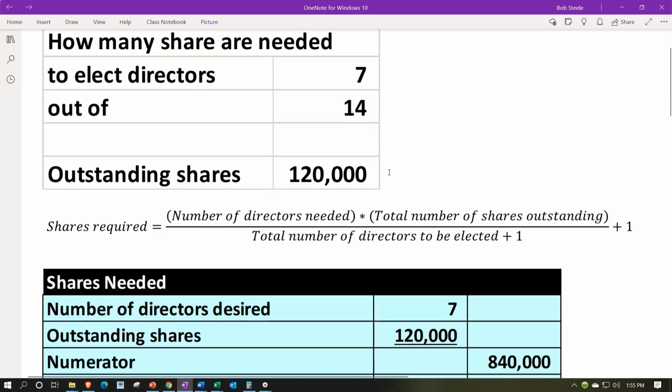Now, we're going to say that outstanding shares are going to be 120,000 shares. The formula will be: shares required are the number of directors needed times the total number of shares outstanding, divided by the total number of directors to be elected plus 1.